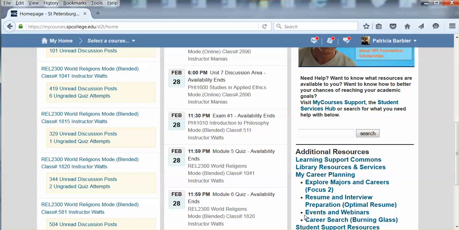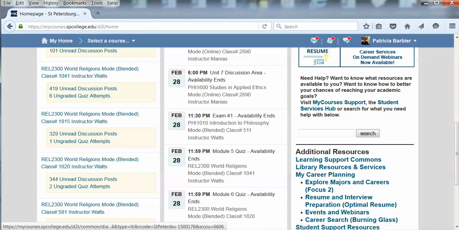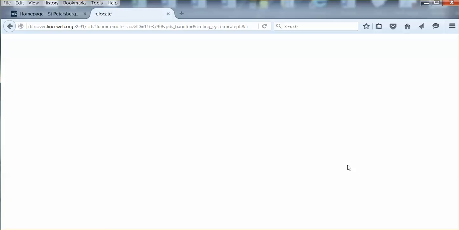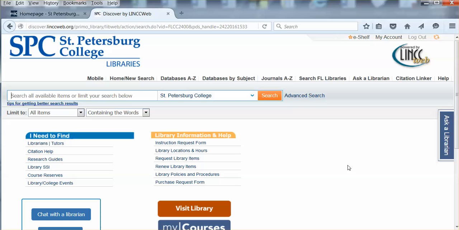The first thing to do to get into the library resources is log into My Courses and click on the link Library Resources and Services. It's a good idea to read through your scenario a couple of times, maybe even three times, and jot down some keywords from the scenario that you can use as search terms. Also, think of the different people who are affected by the decision that the person in the scenario makes.